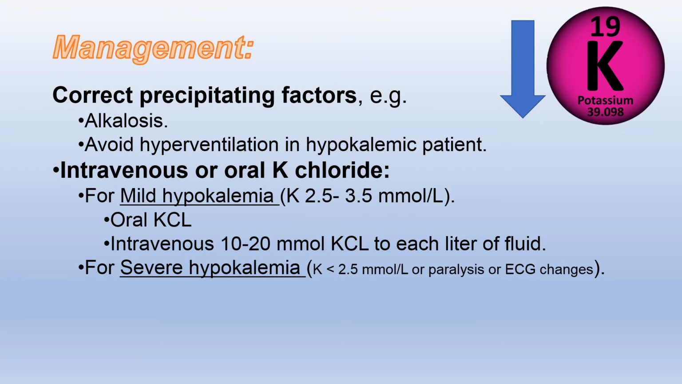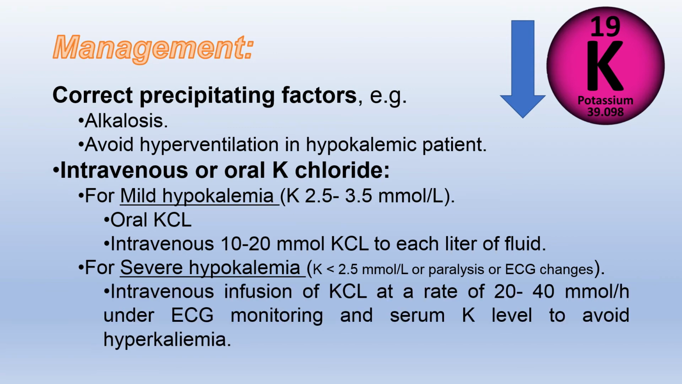For severe hypokalemia, if potassium is less than 2.5 millimole per liter or paralysis or ECG changes are present, give an intravenous infusion of potassium chloride at a rate of 20 to 40 millimole per hour under ECG monitoring and serum potassium level to avoid hyperkalemia.